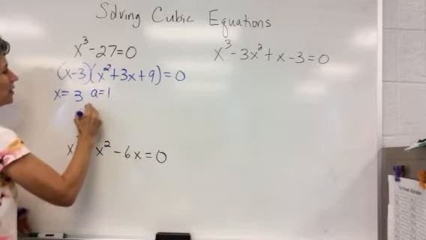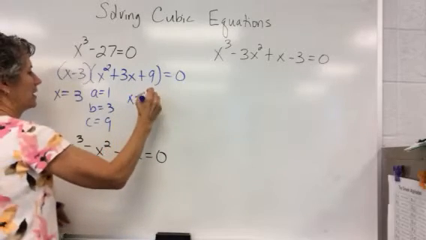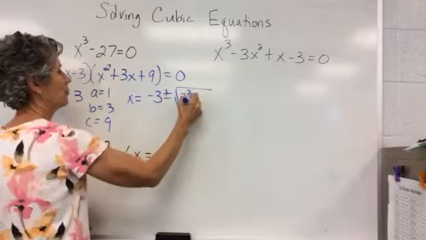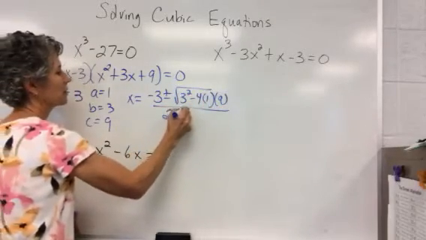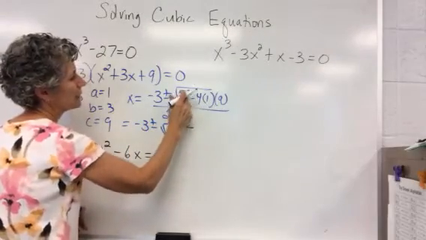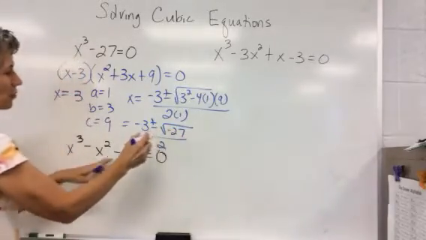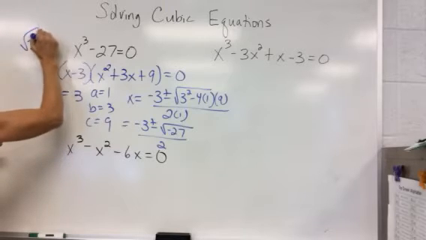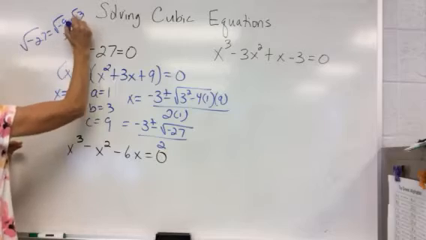So our a is 1, our b is 3, our c is 9. So we'd get negative 3 plus or minus square root 3 squared minus 4 times 1 times 9. Remember, you're always going to get an imaginary one for this one. So we'll get negative 3 plus or minus the square root of, that's 9 minus 36, negative 27. And remember, square root of negative 27, that's the square root of negative 9 times 3, so that'll be a 3i radical 3.